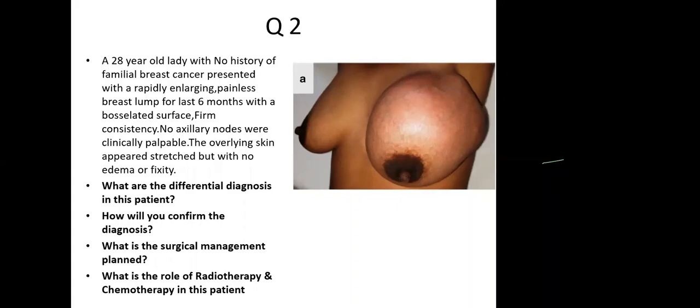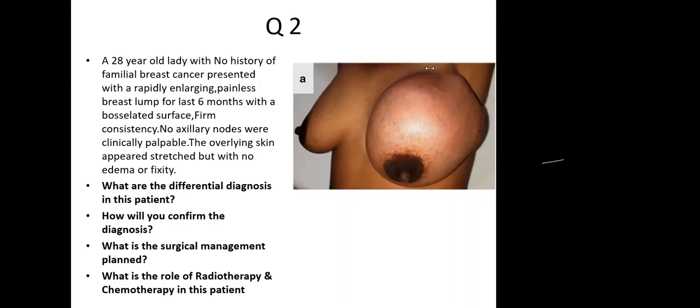So the next question was, what is the role of radiotherapy and chemotherapy in this patient? Sir, if my histopathology turns out to be a giant fibroadenoma, then there is no need of radiotherapy and chemotherapy. If it turned out to be an intermediate or a malignant phyllodes, I would like to give radiotherapy. Is it routine to give radiotherapy? Sir, is it always radiotherapy? Sir, I'm not able to get the question, sir.